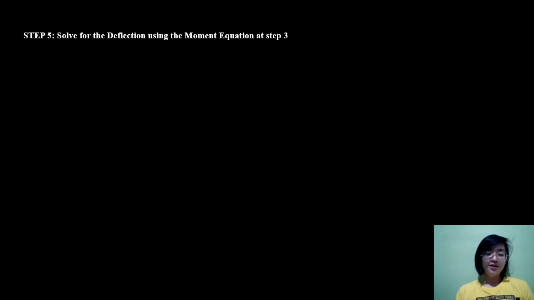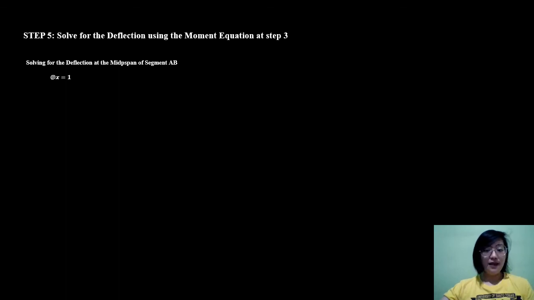So, next is the deflection. We will get the deflection at the midspan of segment AB. So, ang length ng segment AB natin is 2. Pero midspan, so we will use at x is equals to 1. So at x is equals to 1, let's substitute it from the deflection equation. So substitute natin yung x doon.